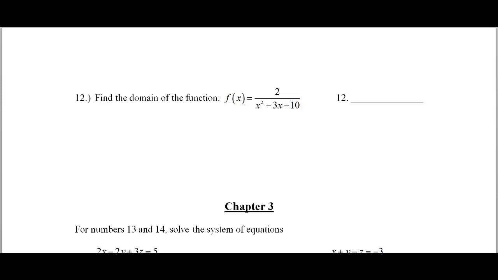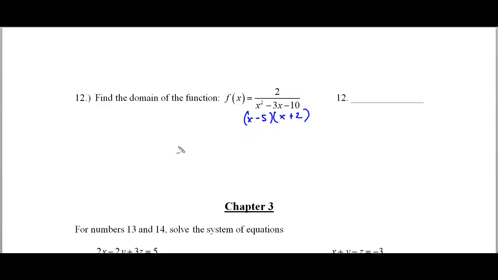So in problem number 12, finding the domain of the function. What we've got to figure out here is what values of x would make the problem divide by 0. A little bit of factoring would help us out here. Knowing some factoring from Chapter 5 is going to make this problem a lot easier, because what we're going to do is factor out the numbers that multiply to make -10 and add to make -3. In this case, this would be -5 and +2.